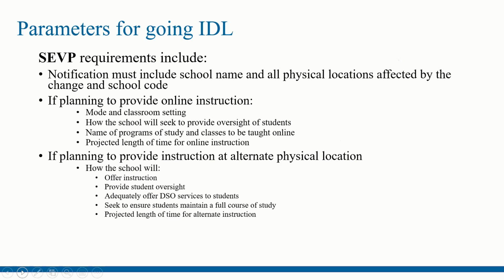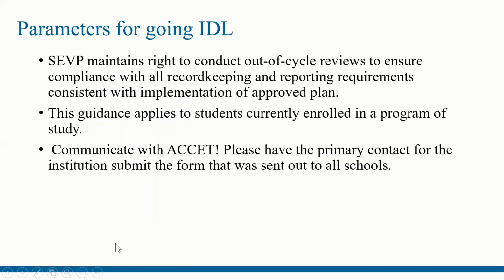These are the requirements that SEVP wants in that notification. It must include the school name and physical locations affected by the change. If planning to provide online instruction, you need to include the mode and classroom setting, how the school will seek to provide oversight of students, the name of programs of study and classes to be taught online, and the projected length of time for online instruction. And if you're planning to provide instruction at an alternate physical location, you need to include how the school will offer instruction, provide oversight, adequately offer DSO services to students, seek to ensure students maintain a full course of study, and the projected length of time for that alternate instruction.